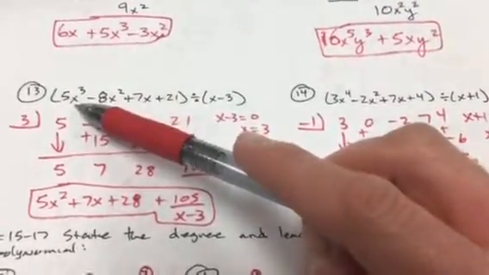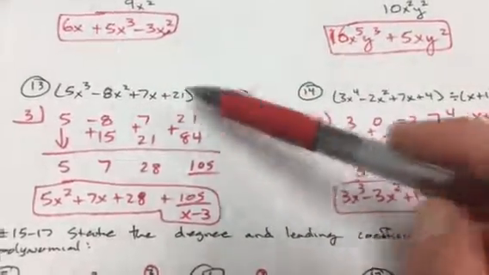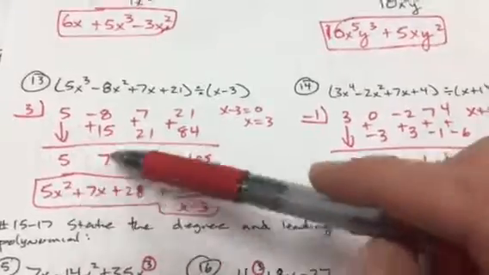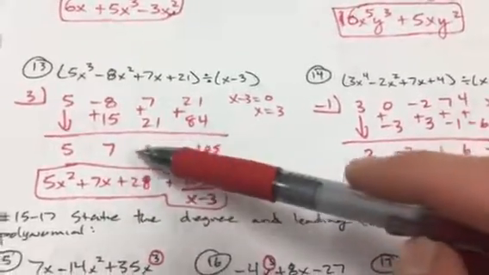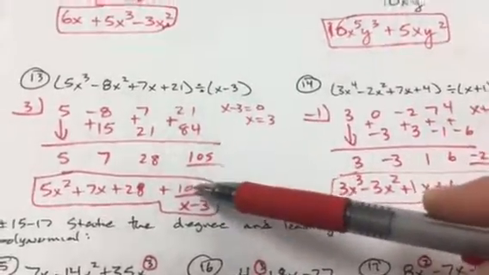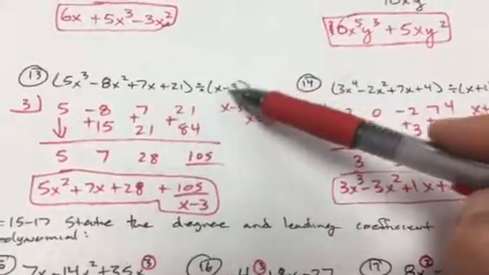You get 5x to the third. You're dividing by x. You're losing a power, so this is 5x to the 1 power less squared plus 7x plus, because it's positive, 28 plus, because that's positive, your remainder divided over what you divided by.